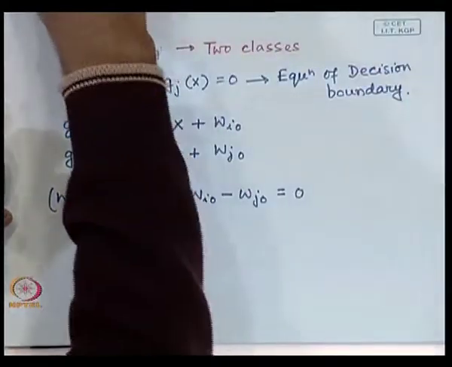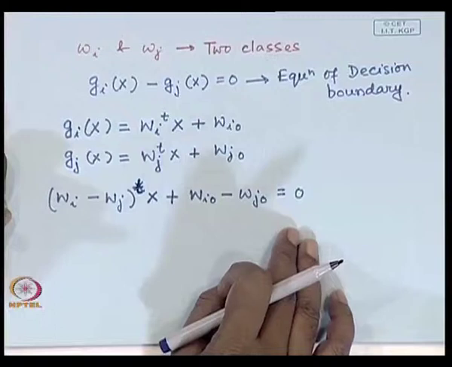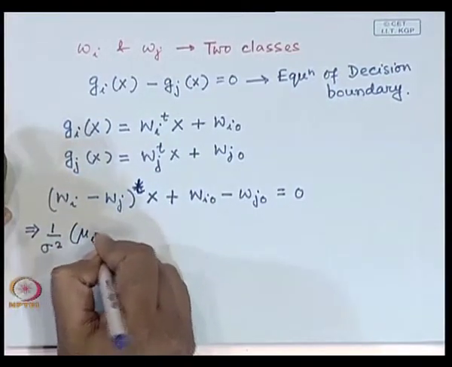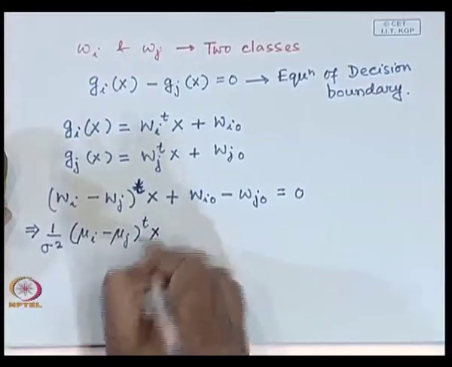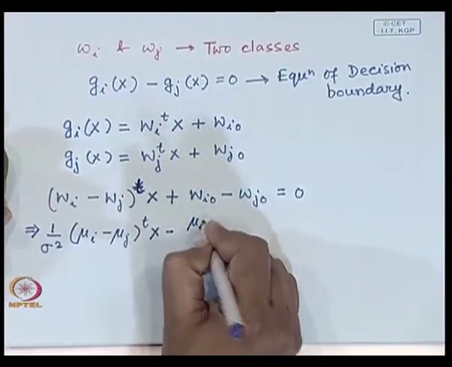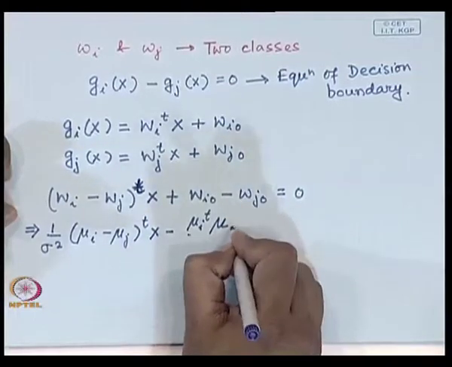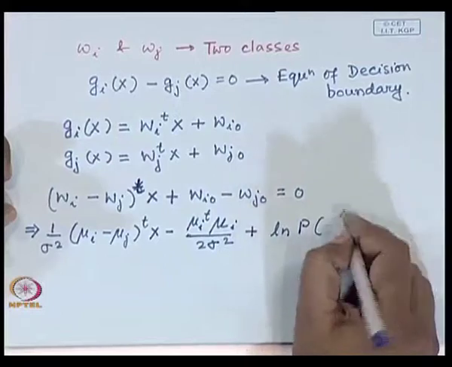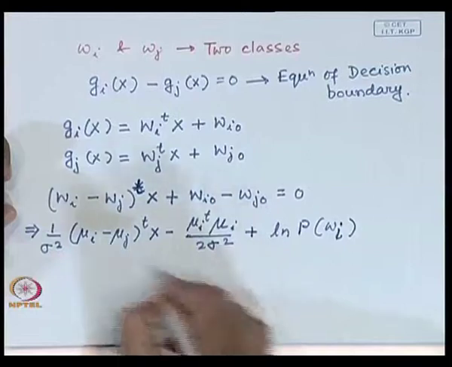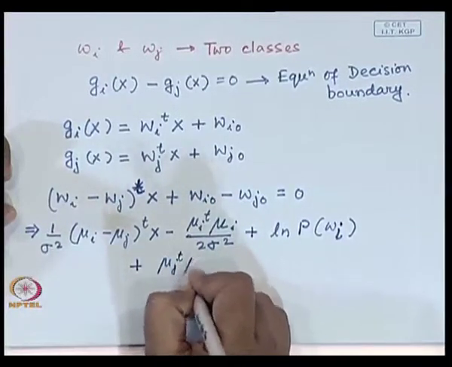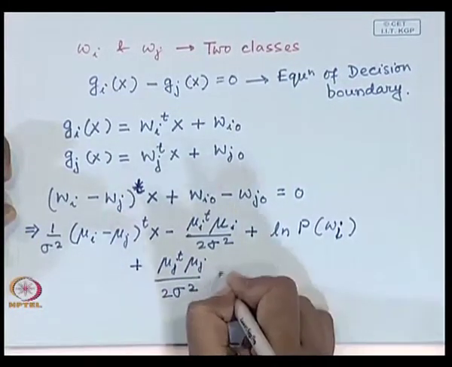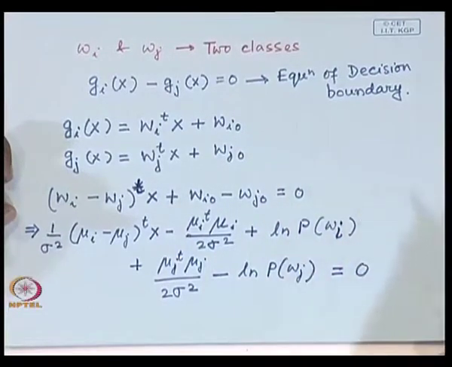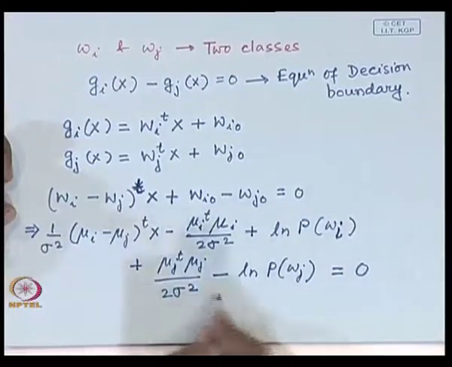So, by replacing these values of W_i, W_j, W_i0 and W_j0, this expression will simply become 1 upon sigma square (mu_i minus mu_j) transpose x minus mu_i transpose mu_i upon 2 sigma square plus log of P(omega_i), plus mu_j transpose mu_j upon 2 sigma square minus log of P(omega_j). This will be equal to 0.